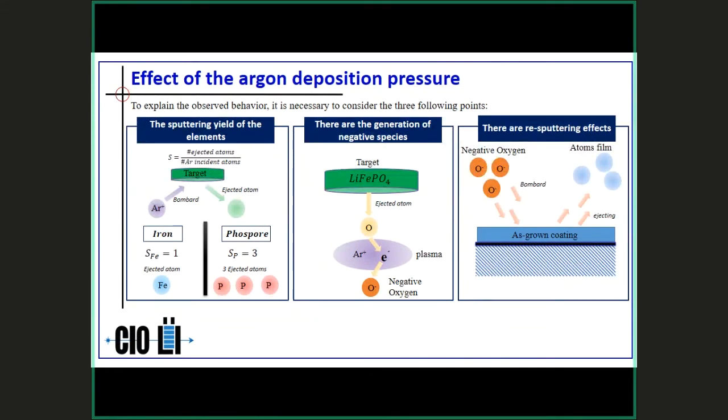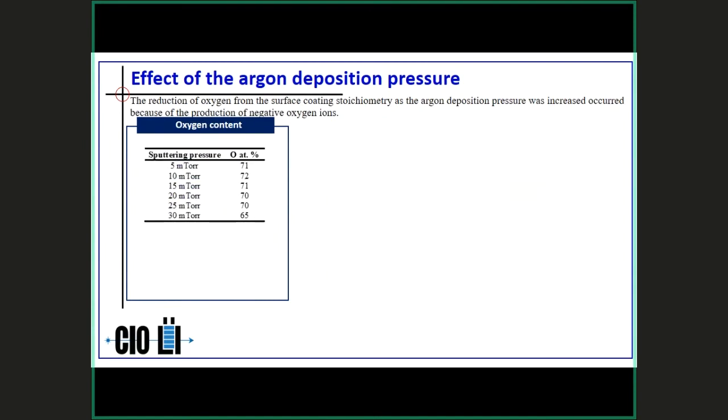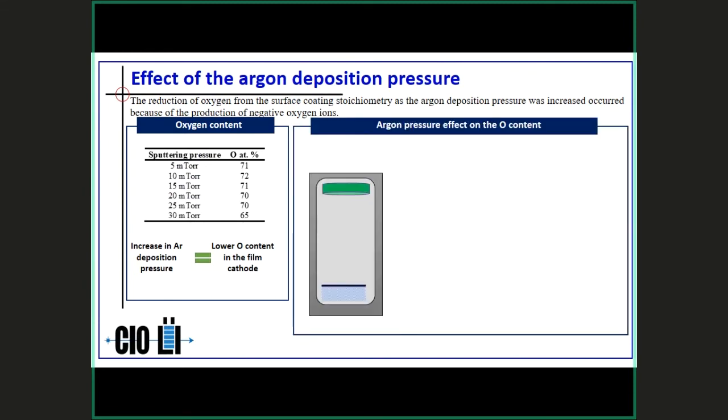By considering these three points, we can understand what happened with the chemical variation of the elements as we varied the argon deposition pressure. When we increase the argon deposition pressure, based on this table, lower oxygen content was observed. So how to explain this? This is the diagram. When we have a low argon deposition pressure, there is a low concentration of argon atoms. Therefore, there will be a low ejection of oxygen atoms. They will not have a lot of interaction, so there will be just a small concentration of negative oxygen species.